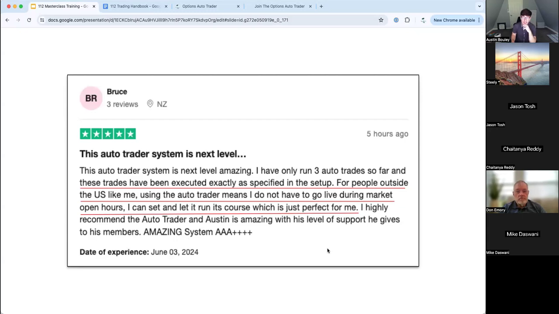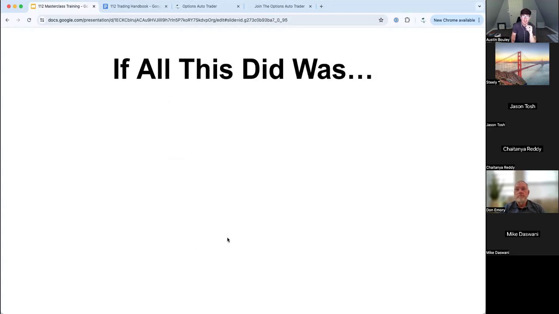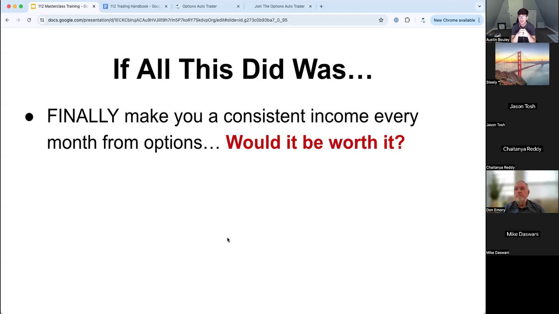Bruce says the same thing, but I love Bruce because he's from New Zealand. For those people who are not in the US who love doing this, they have to trade in the middle of the night or at very weird times. Now if you can automate that entire process, you can actually sleep and let the auto trader trade for you, which is what he said here. He says it's an amazing system, A+++. I never even got that grade in school, but I guess I finally got it with this options auto trader, which is awesome.